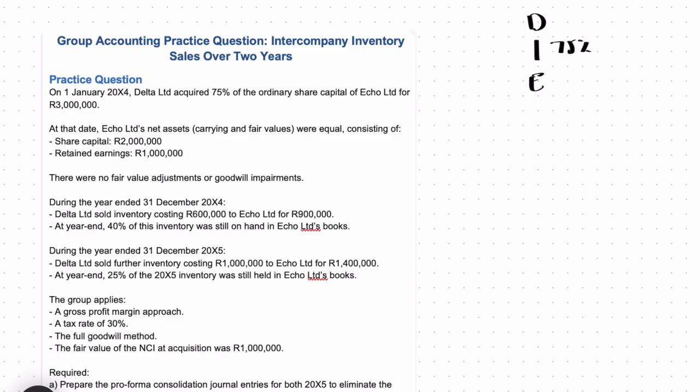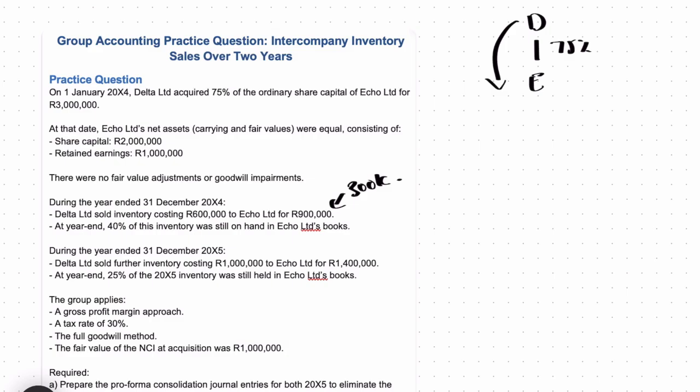Now, during the prior financial year, Delta began selling inventory to Echo. So Delta is selling inventory. So this is a downstream transaction. And that inventory is being sold for 900,000, but it costs 600,000. So if you think about it, in the prior year, Delta has made a profit essentially of 300,000. That's the profit that Delta has made.